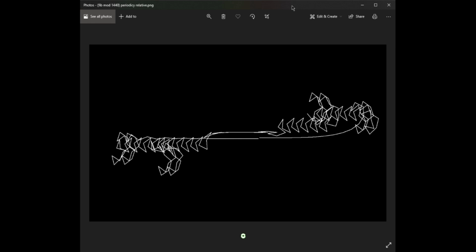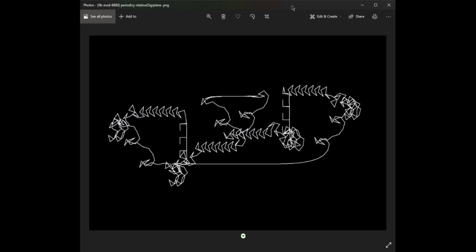Again, closed. This is mod 1440. It's closed. It repeats that over and over again, and yet it's not quite symmetric if you look at it. And here we have this is 4,880 is the modulus. This is again the Fibonacci sequence graphed within that modulus within an MRSGS system. In this case, it's a relative MRSGS system.